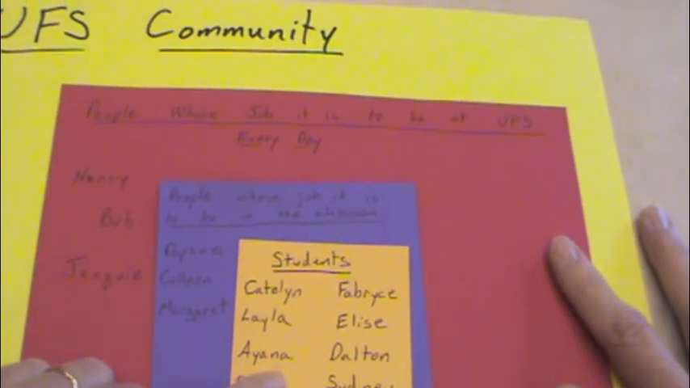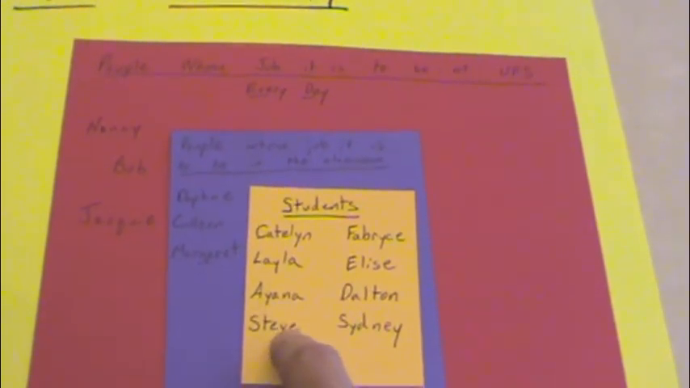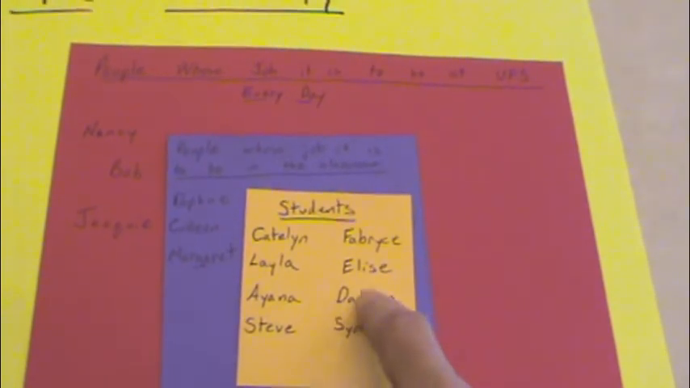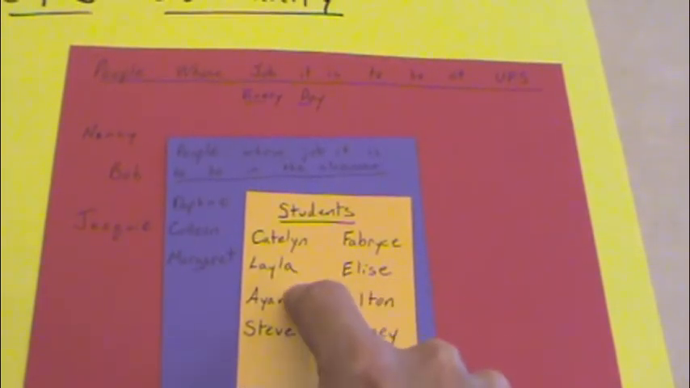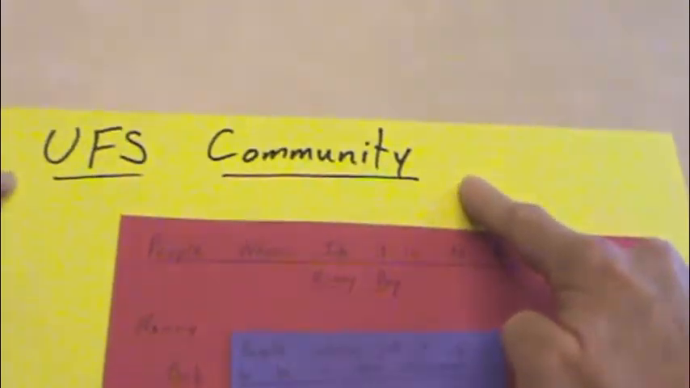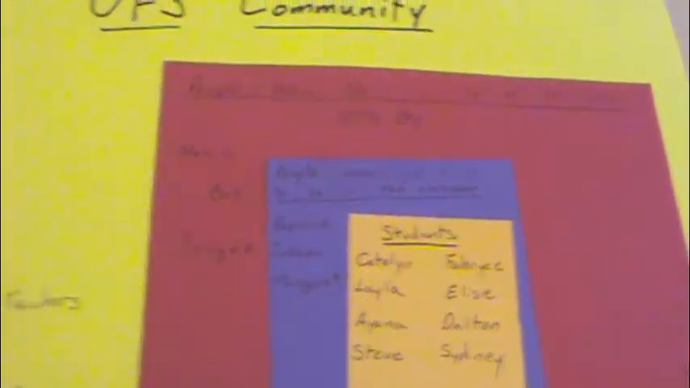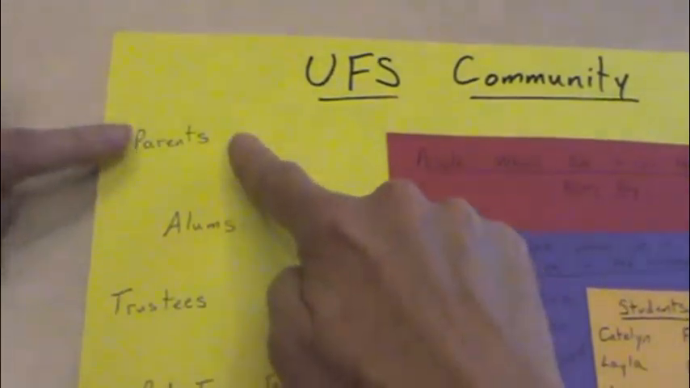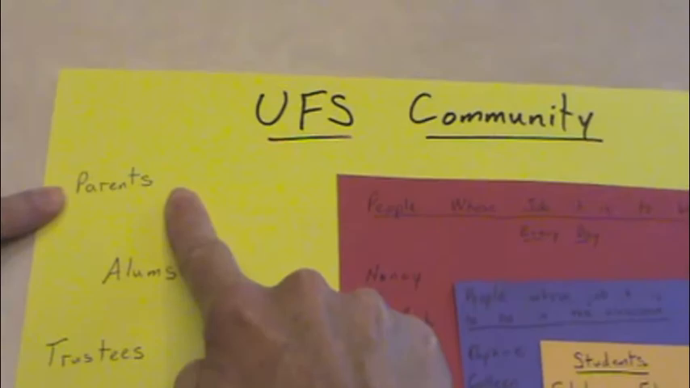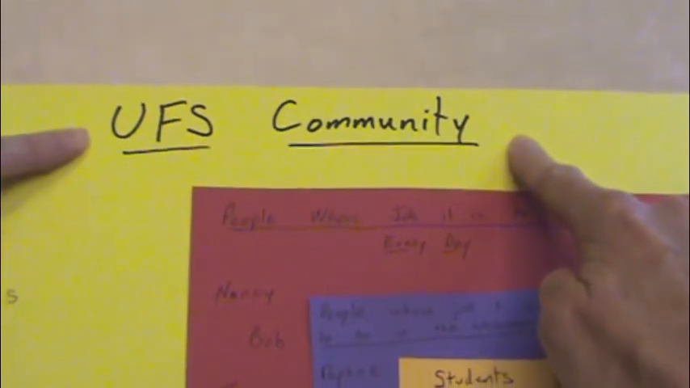Okay? Each thing that I listed is an element of the set. So, Layla is an element of the set UFS community. She's an element of the subset students. Parents are an element of the set UFS community.